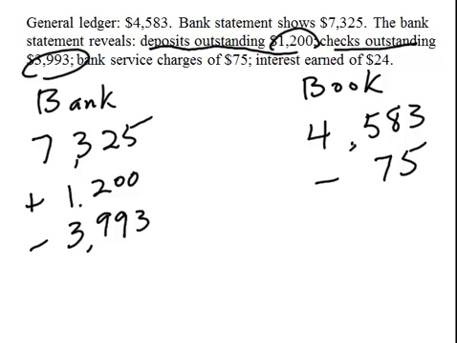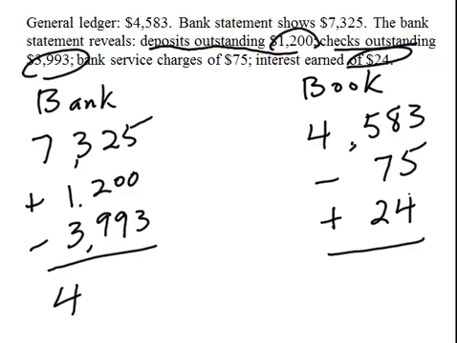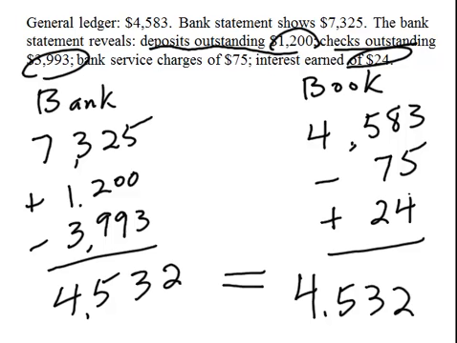And finally, the interest are amounts credited by the bank but not yet recorded in our books. So we will increase our books for the interest earned, and if we have correctly identified all differences, we will be able to reconcile the bank statement to our books.